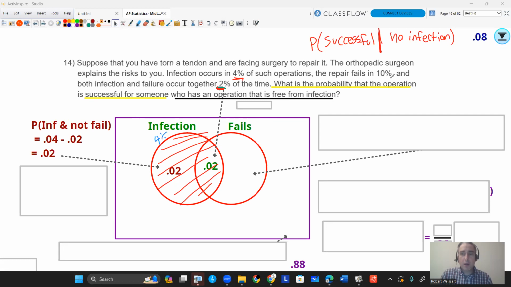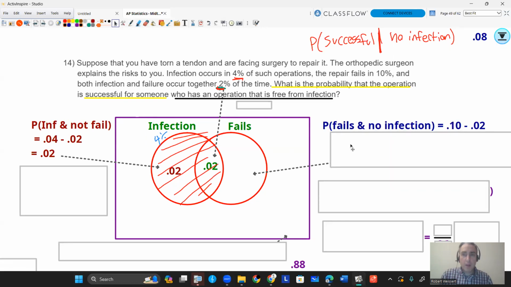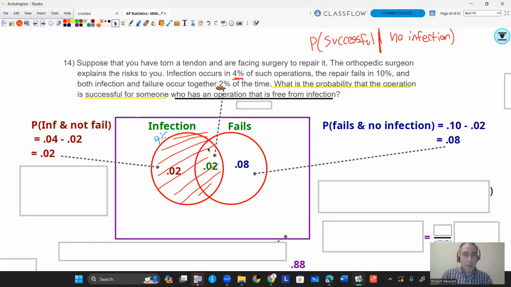The repair failures are going to be 10%. But what I want to think about is, if I know 2% is the overlap, then I want to subtract that and get 8%. So you're going to get 8% over here in this portion. And those two together, of course, are going to add to 10%. So those two add to 10%. These two add to 4%. And of course, there's an overlap there.